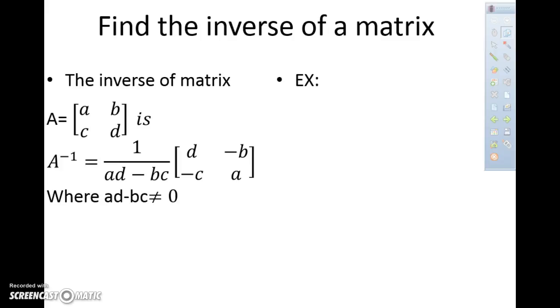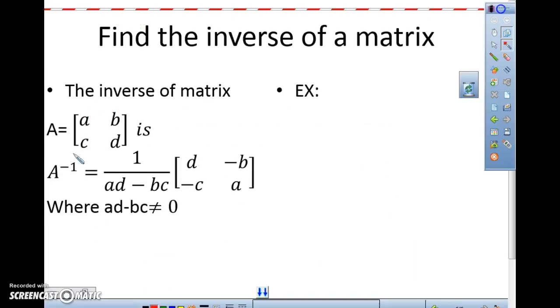But for a 2 by 2, the inverse of a matrix, and you have elements A, B, C, D, there's like a little formula to find the inverse. And this little -1 above the A stands for the inverse of A. Okay. And I'll do an example and show you how to do that. So write down the little formula.